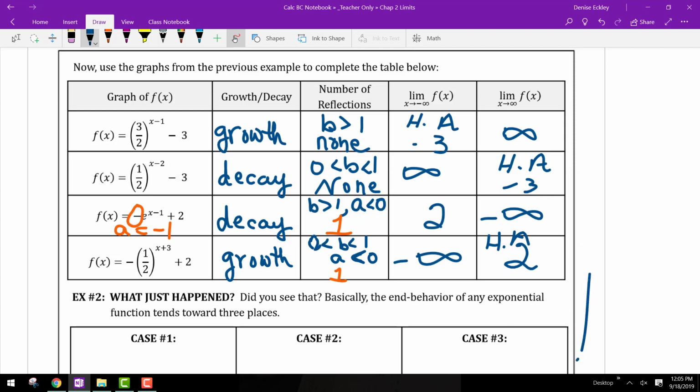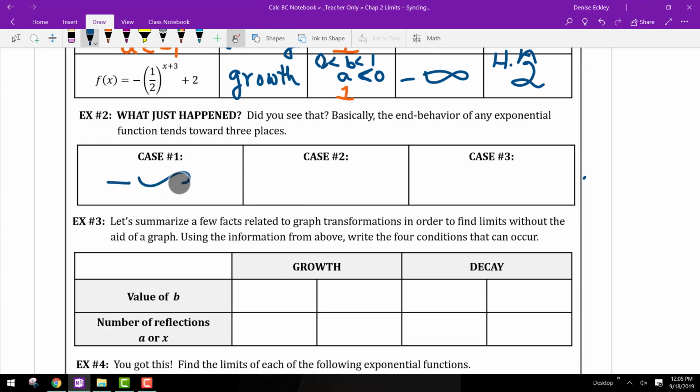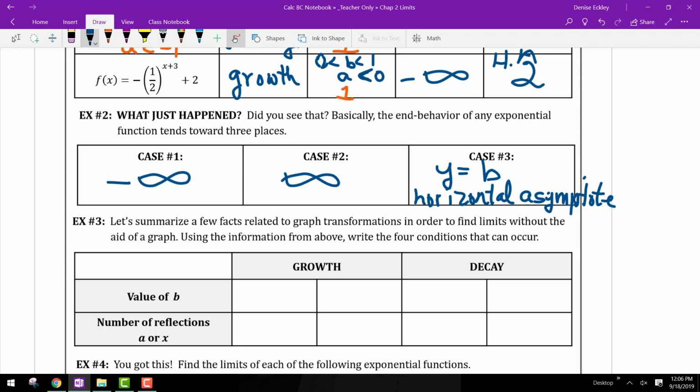So here are the 3 cases that we're looking at. For the end behavior of any function, you have 3 choices for an exponential function. It could be -infinity, it could be positive infinity, or it could be y equals b, the horizontal asymptote. And I'm not being specific about which end, because it just depends if it's growth or decay, whether you're going to be headed towards positive infinity or negative infinity, because end behavior happens at both very large x's and very small x's. So let's summarize what I was saying about the growth and decay.